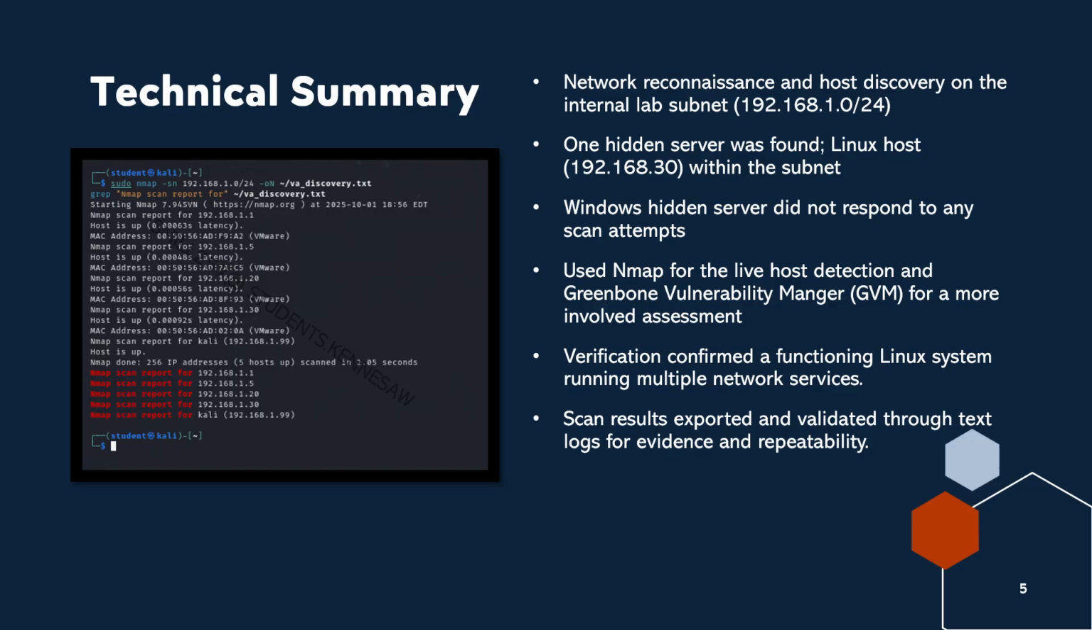Nmap helped me confirm the operating system type and collect service banners, and then I imported that host into Greenbone. For the full vulnerability scan, I just scanned that specific IP address it was showing, which you can see in the Nmap scans there. Every finding was reviewed and exported into a text log, so results could be verified later if needed, and that gave me a complete technical baseline before moving into the analysis.